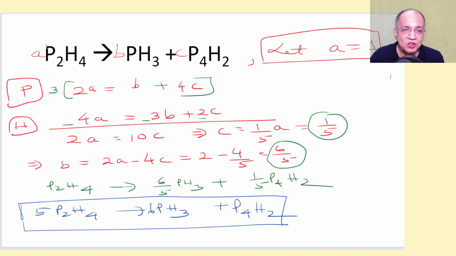So phosphorus balance: 2A is equal to B plus 4C, and hydrogen balance: 4A is equal to 3B plus 2C. Just as before, A is equal to 1, so it is simplified. This is 2 and this is 4, and then you find the simultaneous equation solution. You found that C is 1 by 5. A is already 1, C is 1 by 5, and B is 6 by 5. So I wrote down the balanced equation in fractional form, then I eliminated the fraction by multiplying by 5, so it becomes 5, 6, 1.